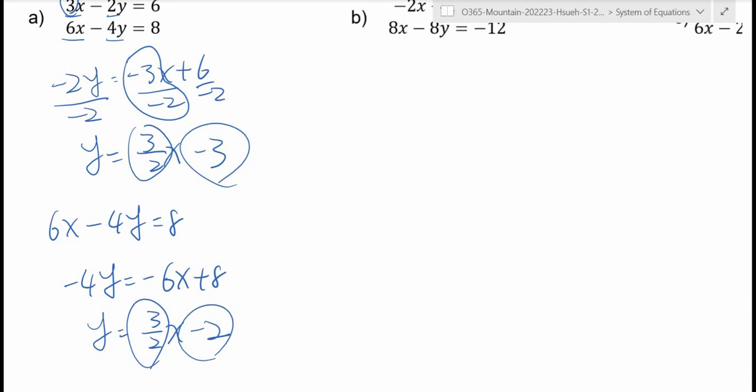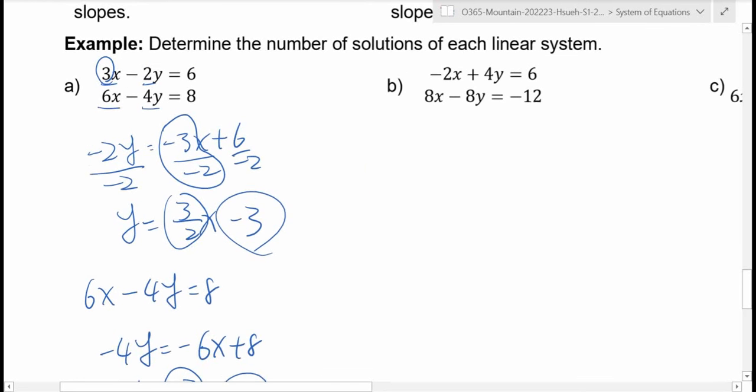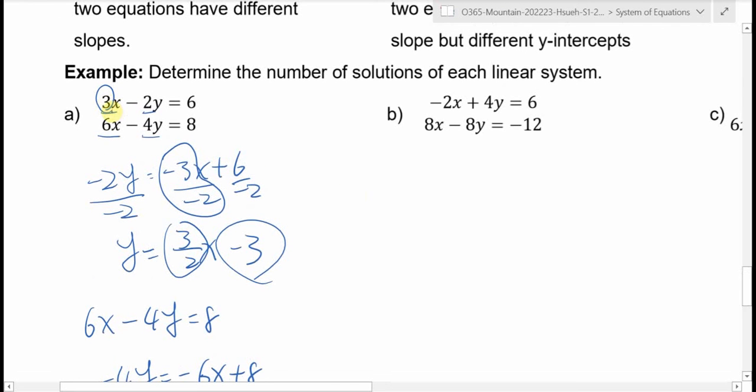So then the other question is, how do I know if they have the same y-intercept or not? Apart from having the same ratio for the coefficients of x and y, we'll also look at the constant.